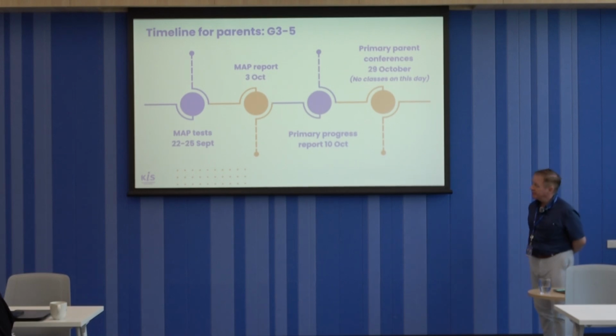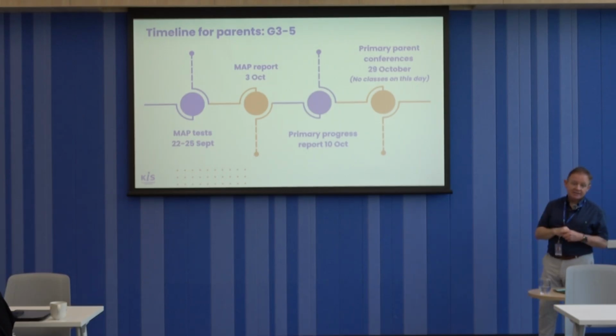So just a timeline here. We'll do the MAP test next Monday, Tuesday, Wednesday. You'll get the MAP report on the 3rd of October. You get your primary progress report on the 10th of October, and there are parent-teacher conferences on the 29th of October. There's no classes on that day.